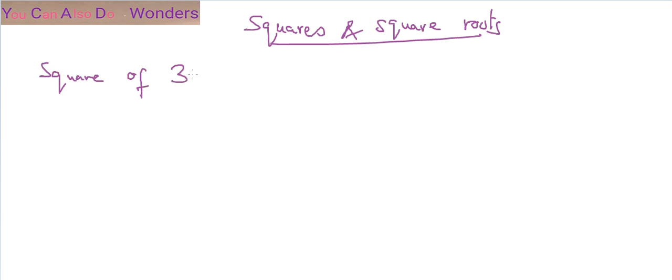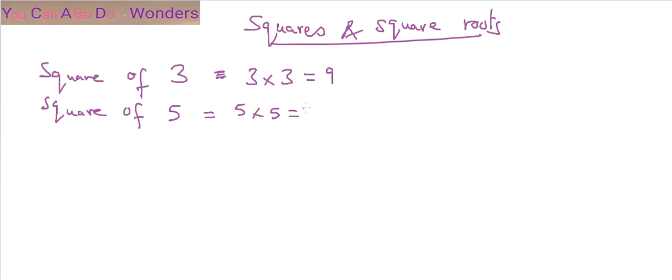of 3 is equal to, see, the number which is 3 multiplied by the same number, 3 into 3, which is equal to 9. Similarly, say square of 5 is 5 into 5 equal to 25. So in general, square of any number a equal to a into a.